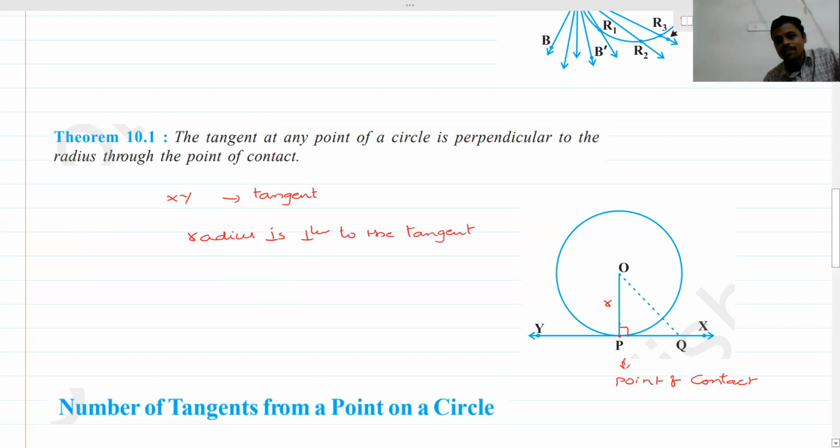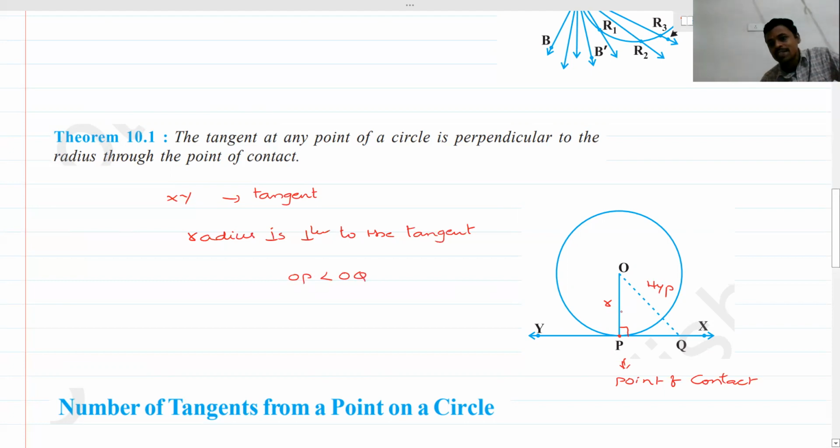Okay, now through the point of contact, this one. See here, in this I would like to say one more statement. This is a radius, and OQ is the hypotenuse. In a right angle triangle, the longest side is the hypotenuse. This means it can be written as OP is always less than OQ.